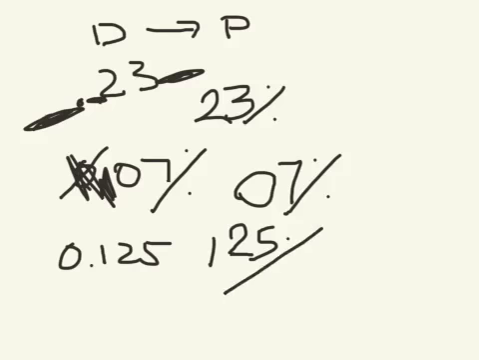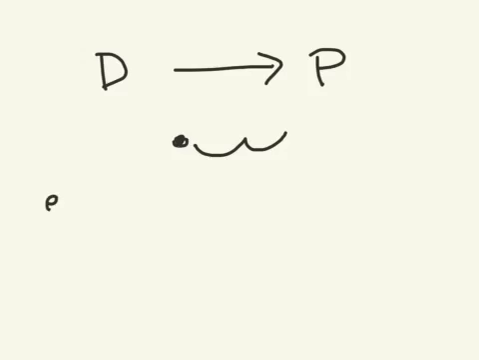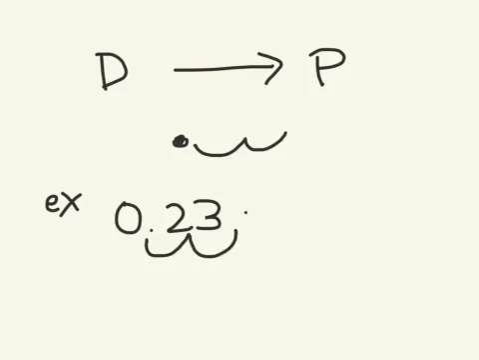That is where your error is. To go from decimal to percent, you have to move 2 places to the right. So where your decimal is, you want to go boop, boop. For example, if I have 0.23, and then your percent is what? My percent is 23%.